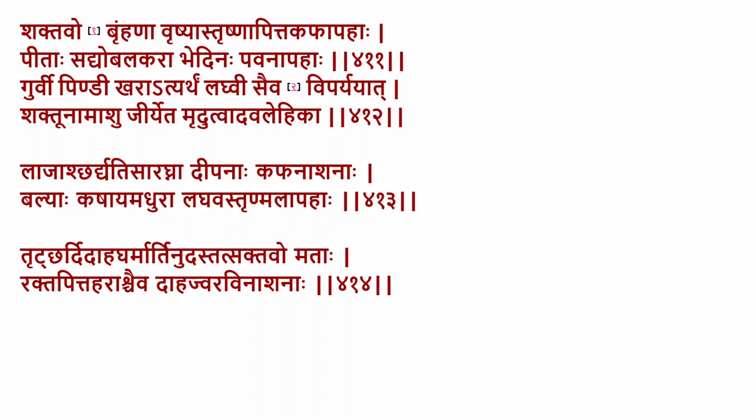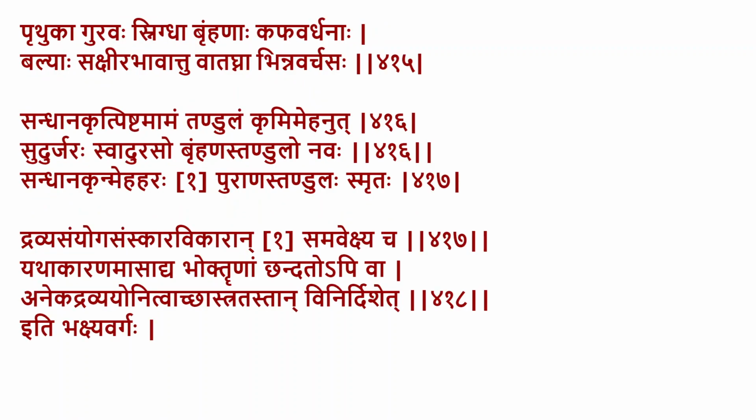लाजाः छद्यति सारग्नाः दीपनाः कपनाशनाः बल्याः कषायमधुराः लघवः तृष्णामलापः तृट्मलापः. Laja is the fried rice and these are its properties. तृट्छति दाह घर्माति घर्म अर्तिनुतो तत्सत्तवः मताः. Lajasattu, the flour prepared out of fried rice, would have the same properties, रक्तपितः दाह ज्वर विनाशनाः. Then Prutukaha is the poha, the beaten rice. Prutukaha Guravah Snigdaha, Brahmanaha Kapavardhanaha, Balyaha, Sakshira Bhavato, Vadagnaha, Binavartasaha. These are the properties of poha or beaten rice, avalaki.